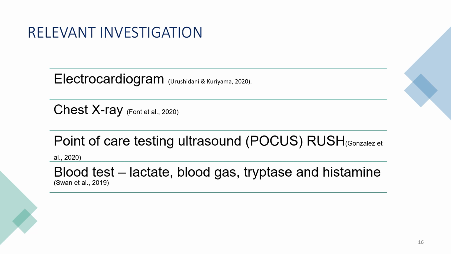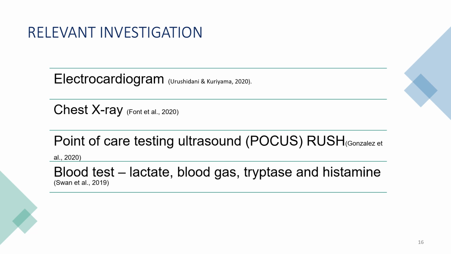Now moving on to relevant investigations. An ECG can identify arrhythmias or ischemia that can mimic the clinical presentation of distributive shock. Further relevant investigations include chest X-ray to identify pneumonia, pneumothorax, or pulmonary edema.